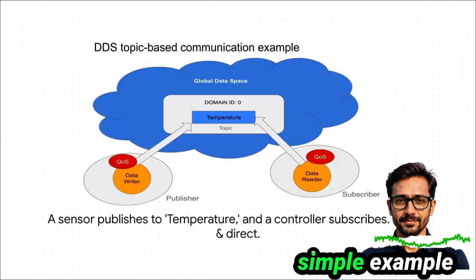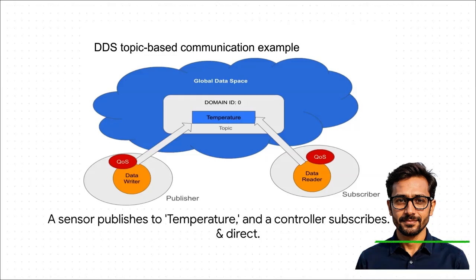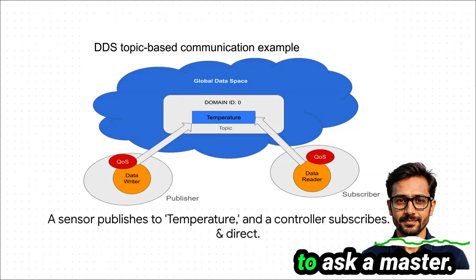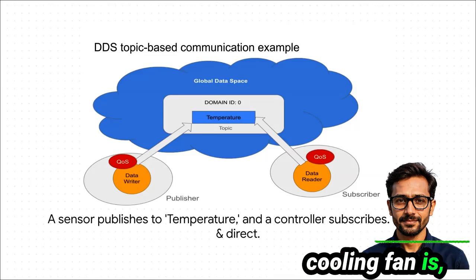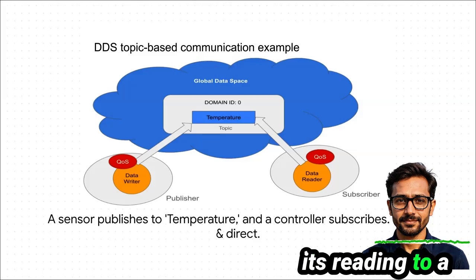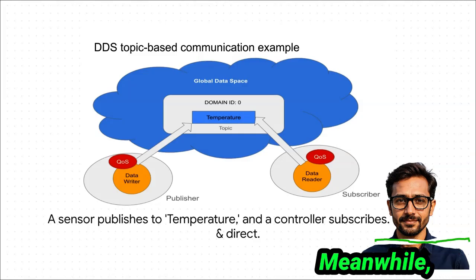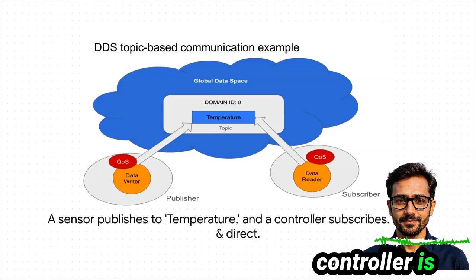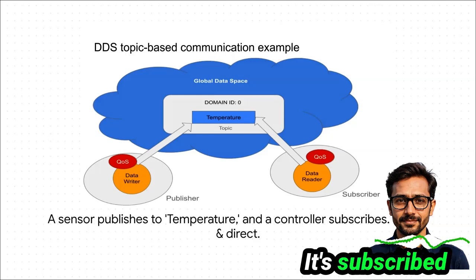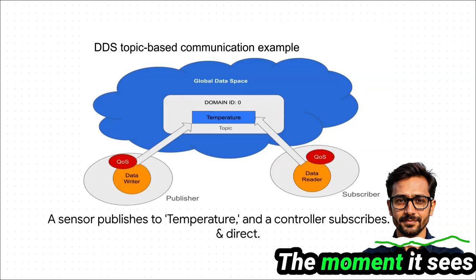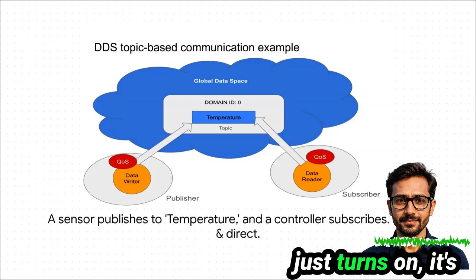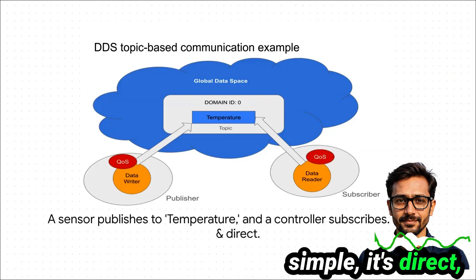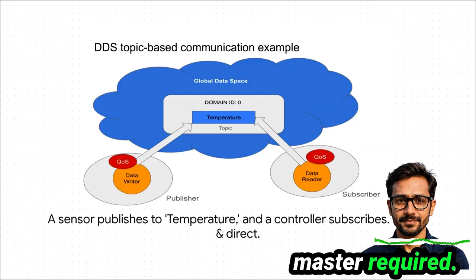Here's a perfect, simple example of how this works. A temperature sensor doesn't need to ask a master where the cooling fan is. It just publishes its reading to a temperature topic. Meanwhile, the cooling fan controller is already listening. It's subscribed to that topic. The moment it sees the temperature is too high, it just turns on. It's simple, it's direct, and there is no master required.